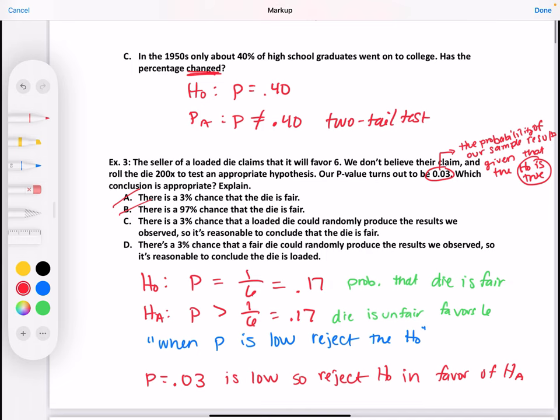Which one do you think? Which one? Either C or D. Based on what we concluded, which one do you think it is? C. But we rejected the null in favor of the alternate, which would mean what? The die is fair or that it's loaded? So it would be D.